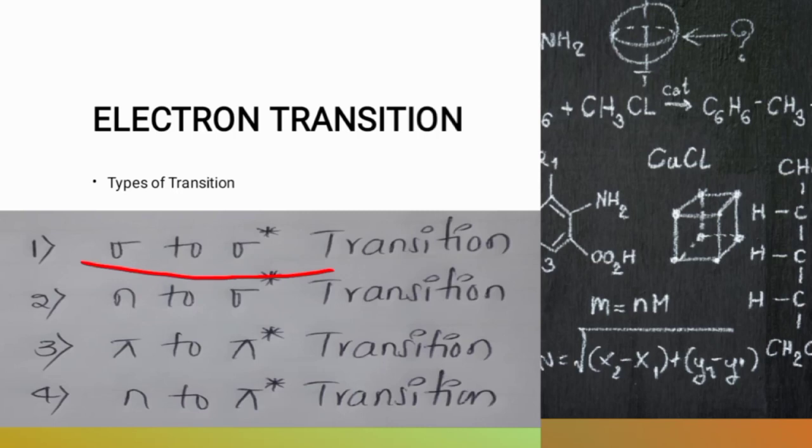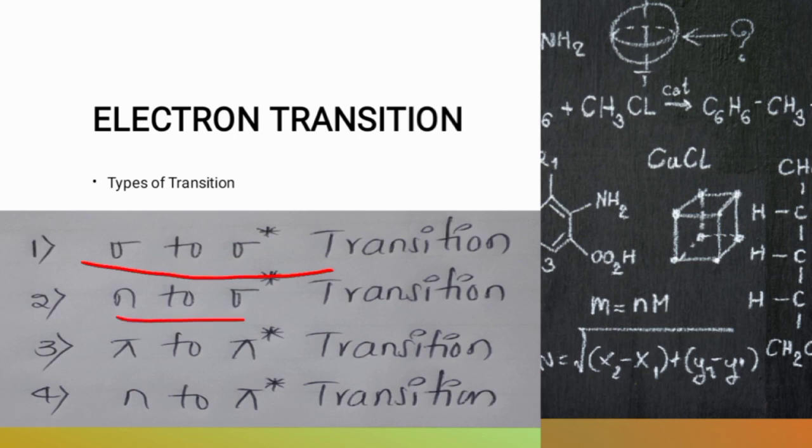Sigma to sigma star transition: the transition of an electron from a bonding sigma orbital to an antibonding sigma orbital is called the sigma to sigma star transition. These bonds are strong and require high energy, and it involves saturated hydrocarbons with no lone pair of electrons. These transitions are studied in the vacuum ultraviolet region.